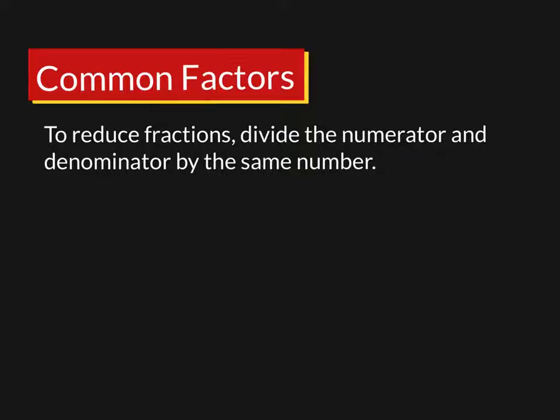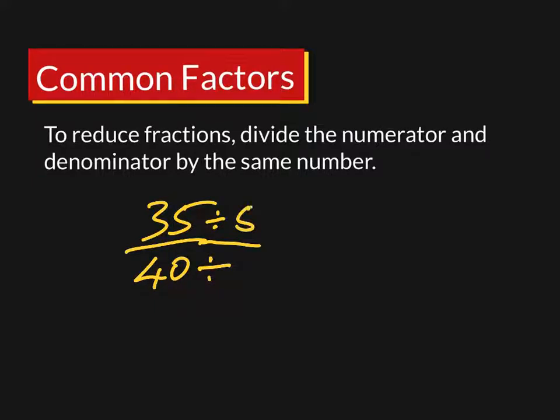Here's another example. Say we had the fraction 35/40. We want to see if that could be made easier to understand, so let's look for some common factors. So using the divisibility rules, we can see that one of these numbers ends in 5 and the other ends in 0, which means they are both divisible by 5, and in this case that's going to be the only common factor.